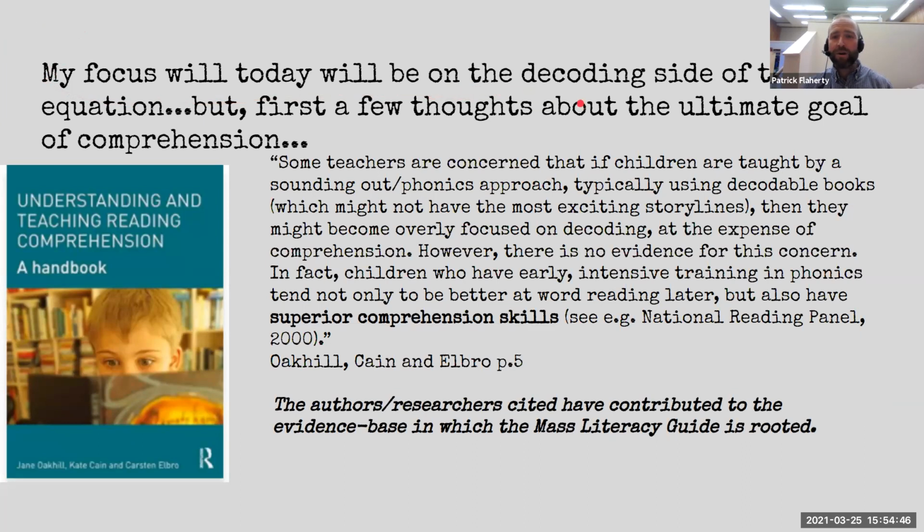So my focus is going to be on the decoding side. But first, a few thoughts about the ultimate goal of comprehension. This is an excellent book. And as I noted down here, the authors and researchers who wrote this book, Oakhill, Cain, and Elbro, have all contributed to the evidence base that is contained in the Mass Literacy Guide.